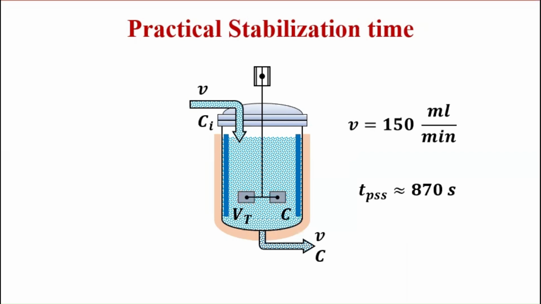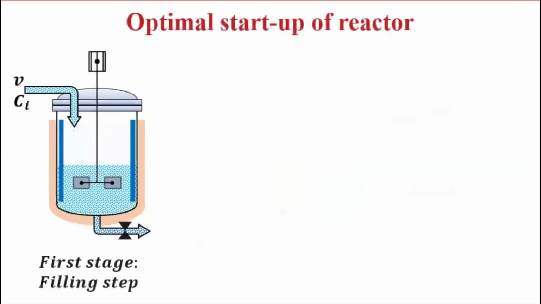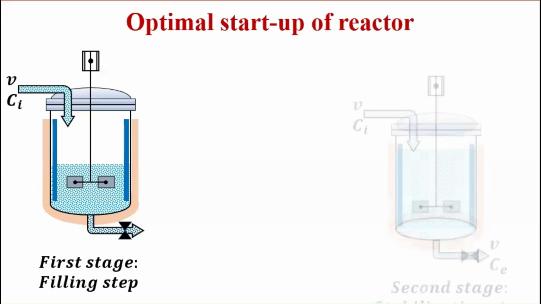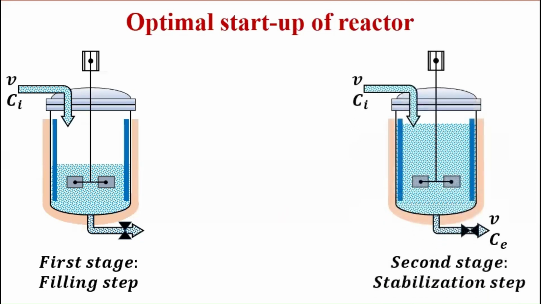In other words, if a shorter startup time is desired, changes must be made to the reactor startup strategy. In the initial analysis, the volumetric flow rate was assumed to be the same in both stages of operation. However, if the volumetric flow rate during the first stage, the filling stage, is allowed to differ from that during the stabilization stage, the time required to reach the practical steady state can be reduced.